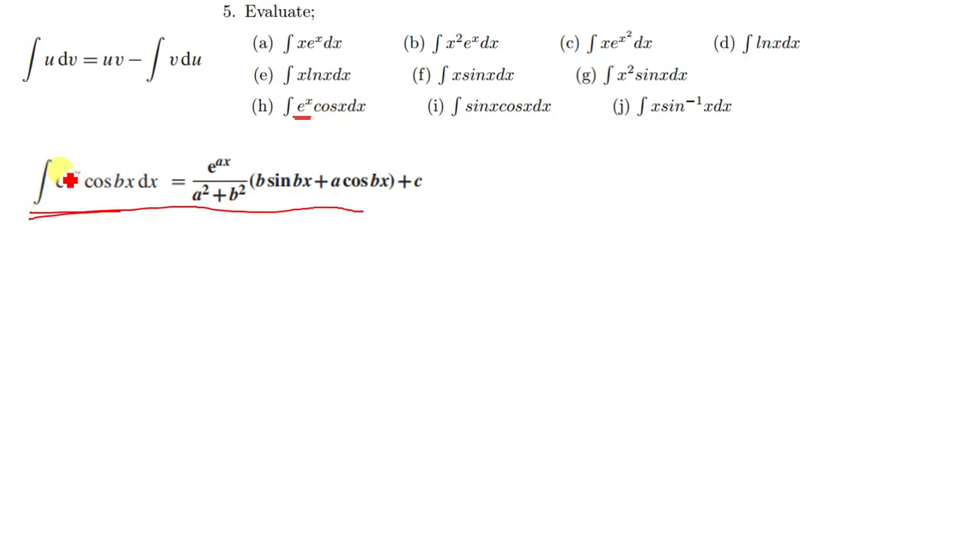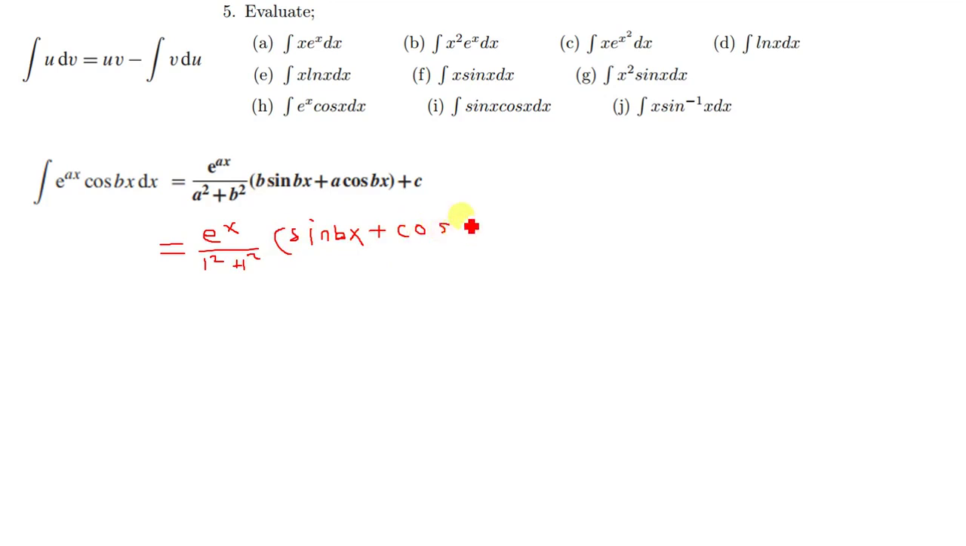You just plug in the values there. You can see that a is just the number that is there, then b is just the number that is there, and in this case our a and our b are just 1s, which implies that when you plug them in there, you're just going to have e to the power x on top there, and then everything divided by 1 squared plus another 1 squared, and then your b there is 1, so it's just the same as writing sine bx, and then your a there is still 1, so it's just the same as writing cos bx.